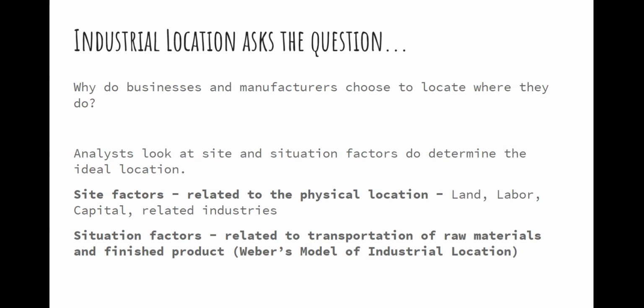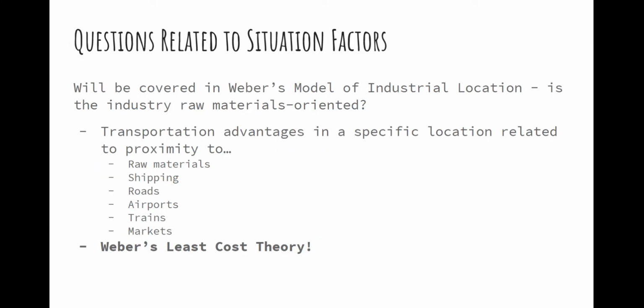Specifically today, we're going to look at some of these situation factors with Weber's model of industrial location of least cost. A question to ask ourselves as we look at this is: is the industry raw materials oriented in terms of where the cost of transportation lies? Or does it cost more to transport the finished product? That's going to help us decide where manufacturing is more likely to take place.